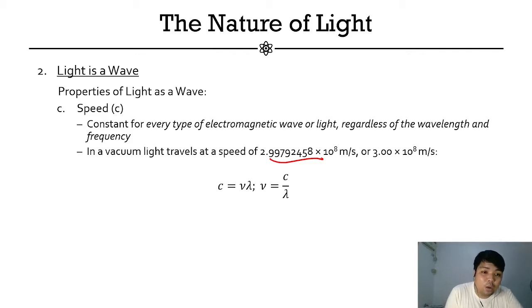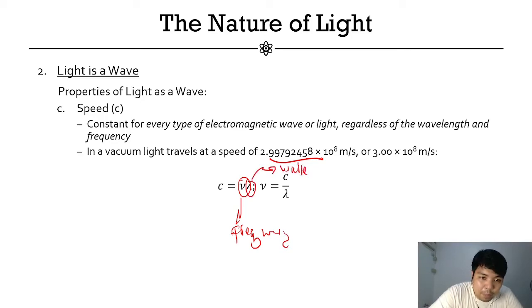Now, the speed of light is equal to the frequency of the light multiplied by its wavelength. Obviously, when you use this formula, your frequency and wavelength should have consistent units. So for example, if your frequency is in hertz, your wavelength should be in meters. If it's in, let's say, megahertz, it should be in megameters, and so on and so forth.